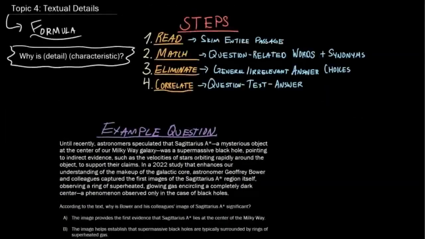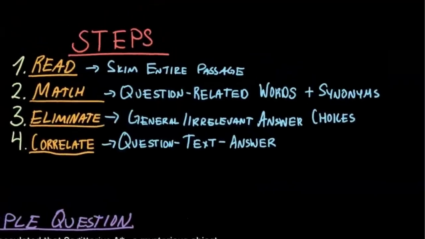Topic 4, textual details, is likely one of the hardest parts of the SAT. And part of this is because the College Board does not give us a specific question type. We have to figure out a formula, and I've got that right here. So y is some detail, some characteristic, and that seems pretty vague. We're going to get into it a little bit more in a second, but we've got this first.